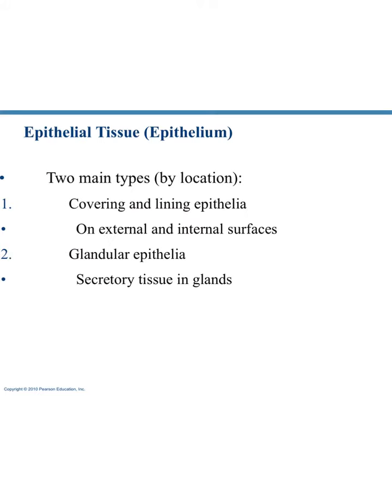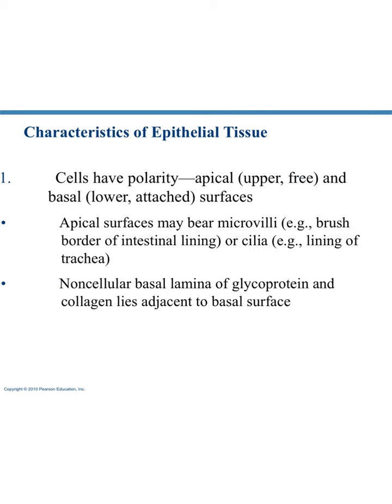Okay, so for it to be an epithelial tissue, it's either going to cover or line any external or internal surfaces of the body, or it can be glandular, which means it's secreting some type of fluid. A lot of times these will actually be both. The lining tissue will also be secretory. So all epithelial tissues, the cells have what we call polarity.